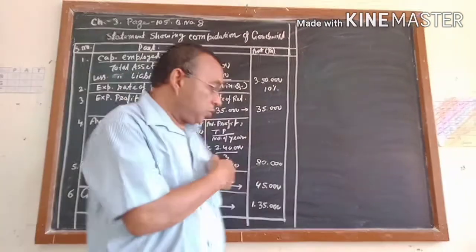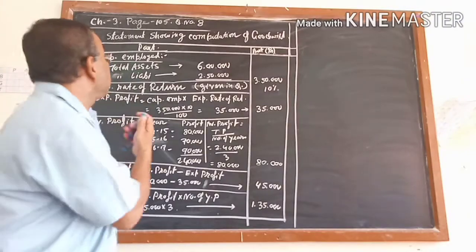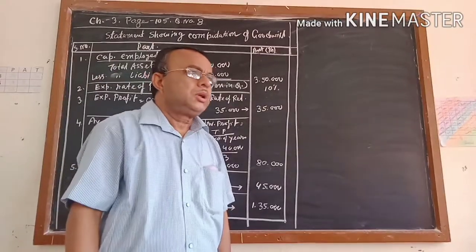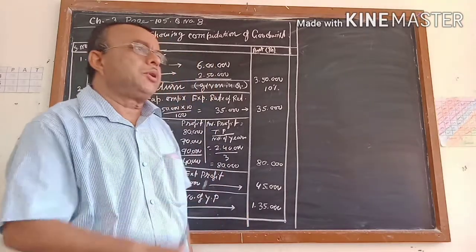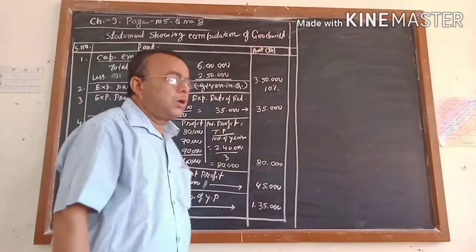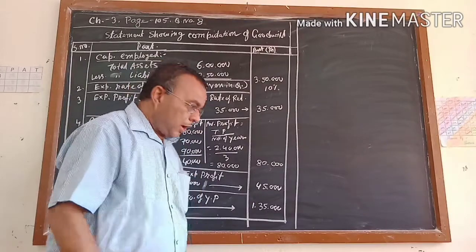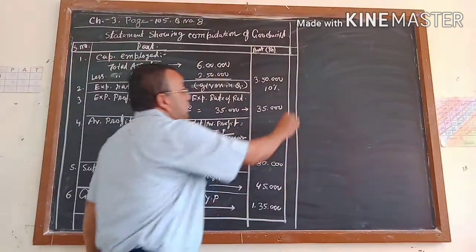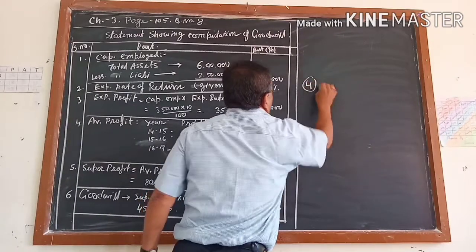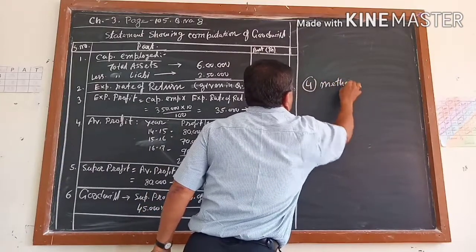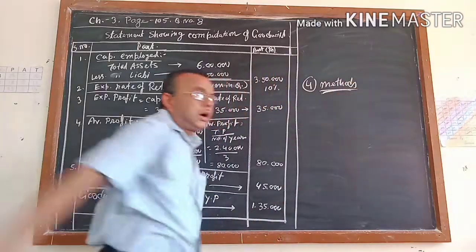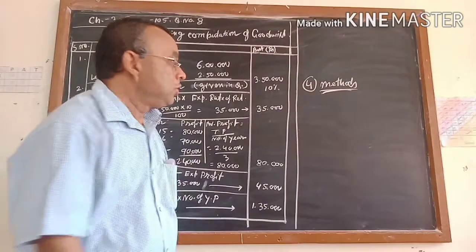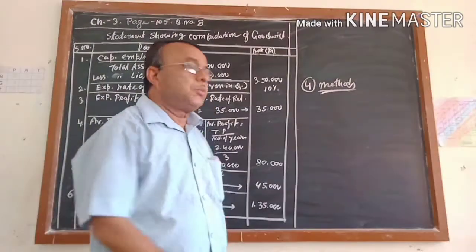Next video will be on the valuation of goodwill, chapter 3. This is the second video. In the first video, I already gave the details and told you that in this chapter there are a total of 4 methods to calculate the amount of goodwill.